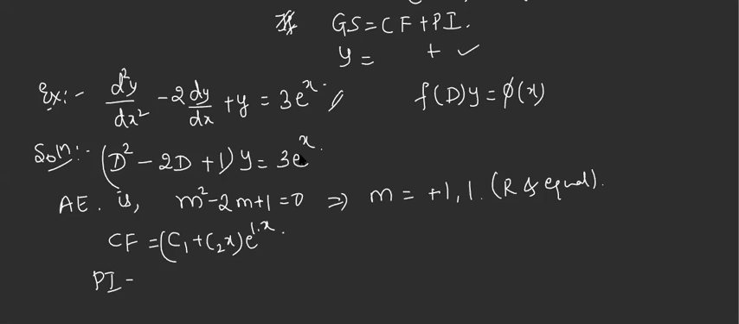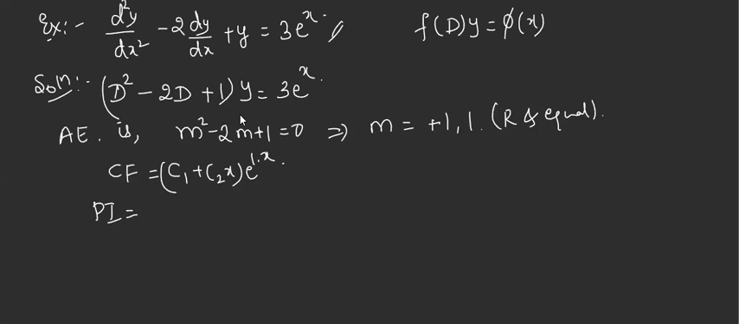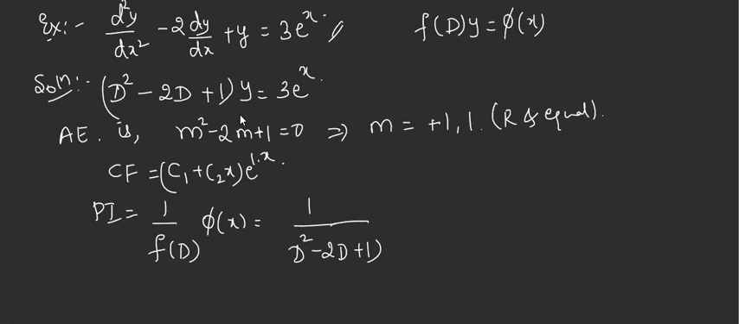Now important, the particular integral. See, what is the format to write particular integral? 1 upon f of D into phi of x, correct? What is my f of D? Leaving y, whatever the entire thing is should be written here, meaning D square minus 2D plus 1. Am I correct? What is my phi of x? Compare this equation. 3 e raised to x. If a constant is there, take it along with that.